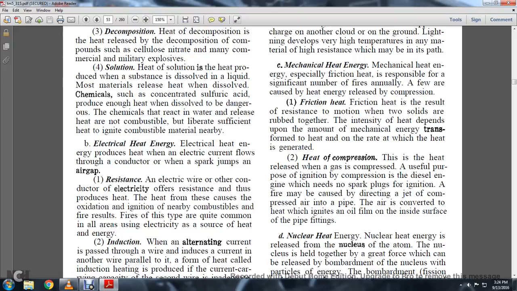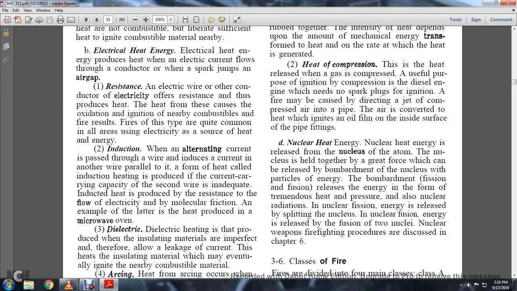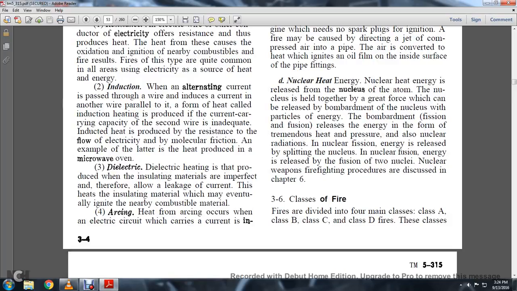2. The heat of compression is the heat released when a gas is compressed, usually for the purpose of ignition, as in the diesel engine, which needs no spark for ignition. A fire may be caused by the direct jet of compressed air or gas into a pipe. The air is converted to heat and ignites the oil film on the inside surface of the piping fittings.